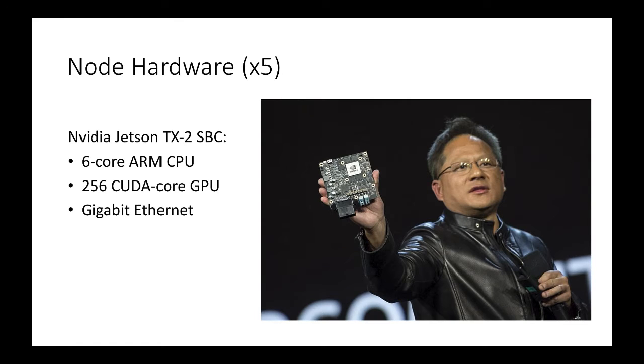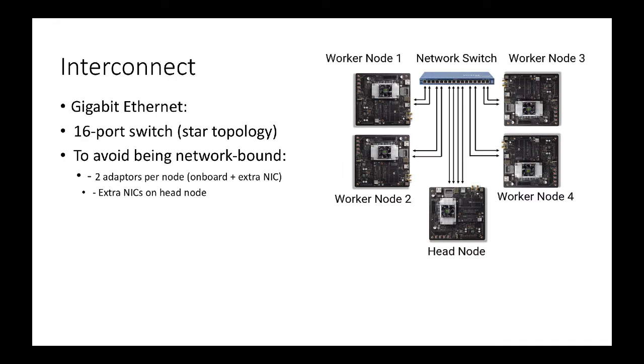For node hardware, we chose the NVIDIA Jetson TX2 single board computer, which has 6 normal cores per CPU and a 206 CUDA core GPU, plus onboard gigabit Ethernet. The interconnect then was a gigabit Ethernet interconnect with a 16-port switch in the middle and an extra adapter on each board to avoid being network bound, and extra ports on the head node as well for communication to the outside world.